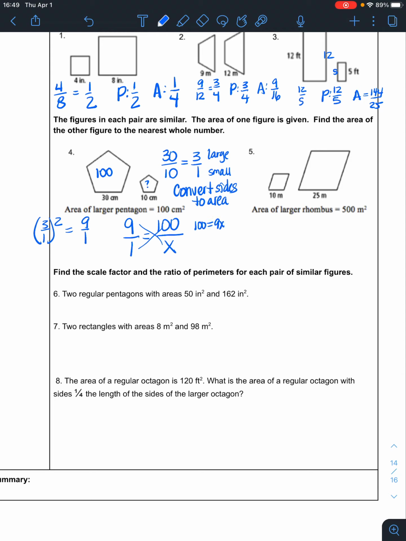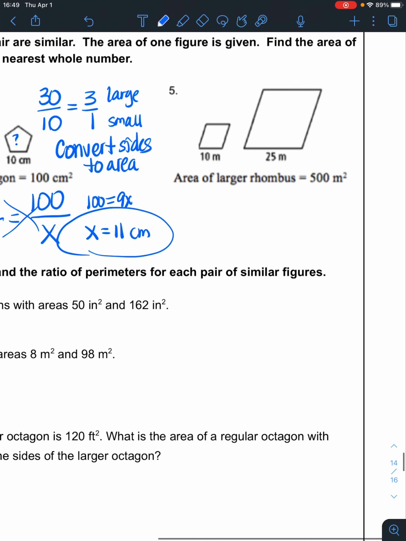Then you cross multiply. So we have 100 is equal to 9x, which means that my small area is 11. Find the area of the other figure to the nearest whole number. So it's 11.1, or 11 centimeters squared. The area of my small one is 11. And I check, it is smaller, so I did everything in the right proportion as far as using large over small.